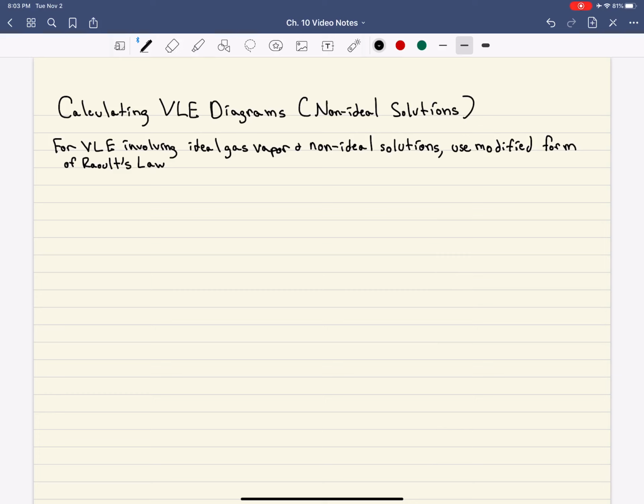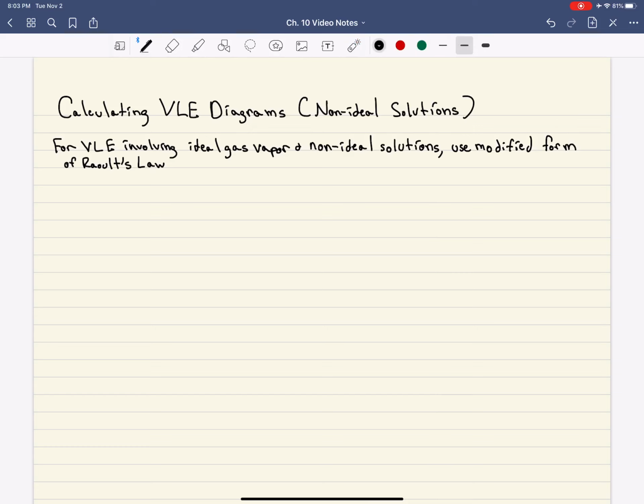Now that we've discussed how to calculate phase diagrams for vapor-liquid equilibrium involving ideal solutions, what we're going to do now is add a layer of complexity, and start looking at mixtures in which the vapor phase is still an ideal gas mixture, but now the liquid phase is going to be a non-ideal solution. Okay? And even though it's a more complicated system, mathematically there's only really one change that we need to make.